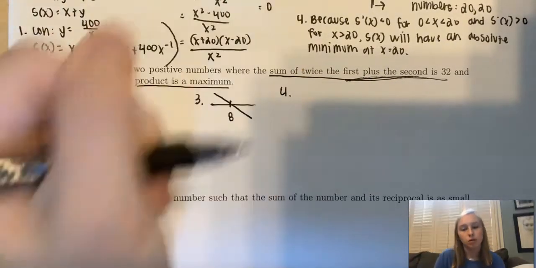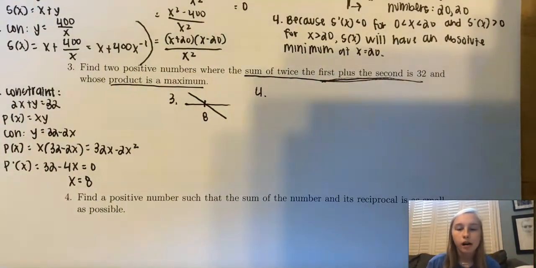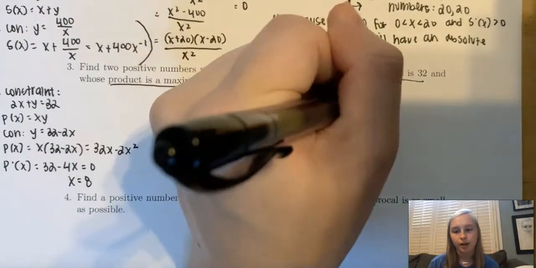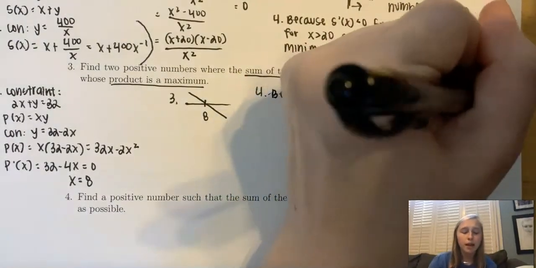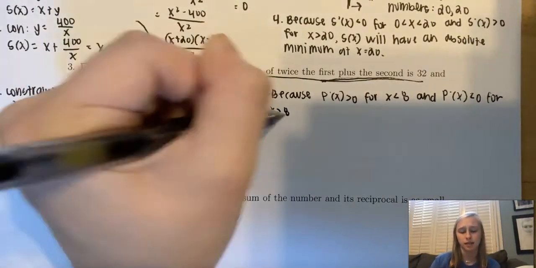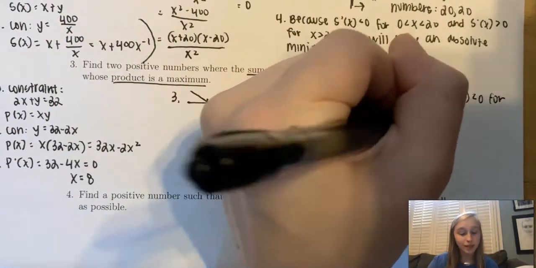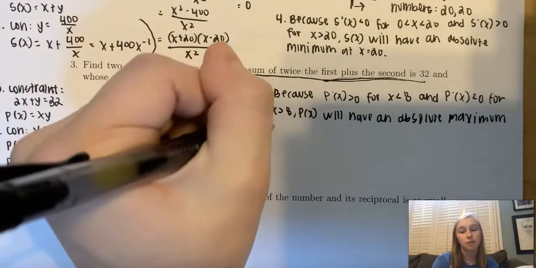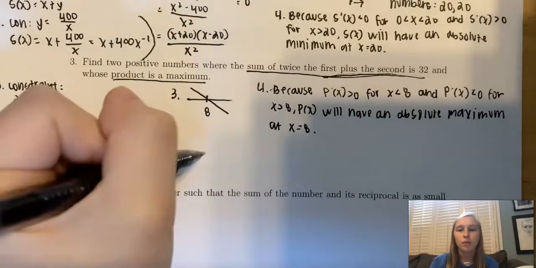Okay, number 4, the annoying sentence. Sorry guys. I'm just writing it out. So in this case, it is because p prime of x is greater than 0 for x less than 8, and p prime of x is less than 0 for x greater than 8, p of x will have an absolute maximum at x equals 8. Mouthful, really not that hard to remember. I believe in you guys.